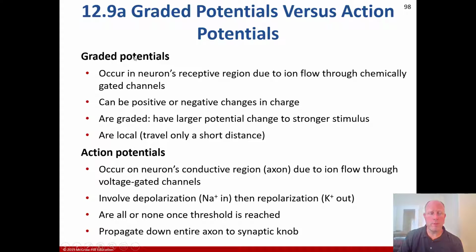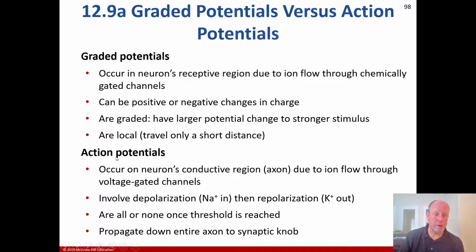So with graded potentials versus action potentials, the graded potentials occur in the neuron's receptive region due to the ion flow through chemically gated channels. They can be positive or they can be negative changes in charge. They're graded, they have a larger potential change to a stronger stimulus, and they're local. They travel only a short distance.